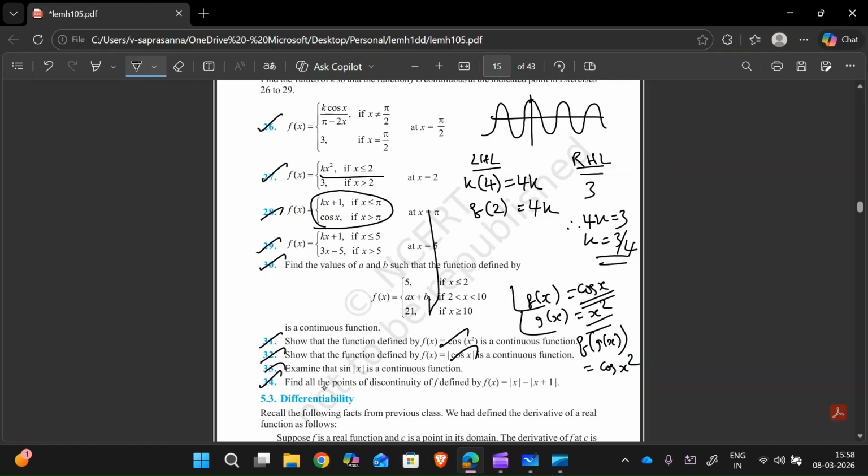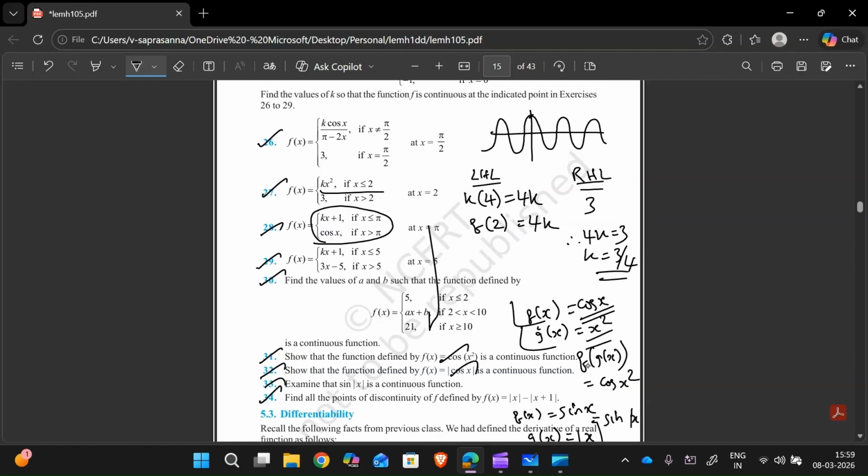Now sine of mod x, little trickier. Why? Because you have to find f of g of x here. If you consider f of x as sine x and g of x as mod x, you need to find f of g of x. So this will be f of mod x, and f of mod x will be sine of mod x. Again, same only. Like f of g of x, g of f of x, everything is the same, right? Similar to that, you can solve for 34 also.